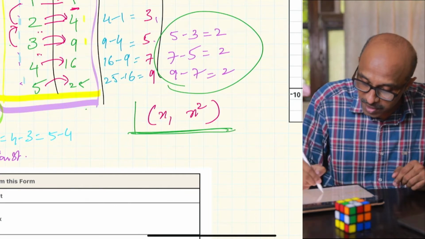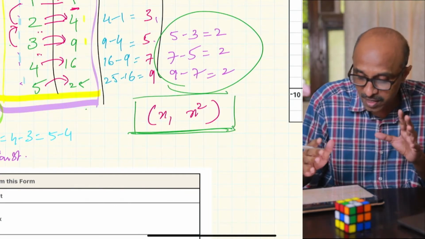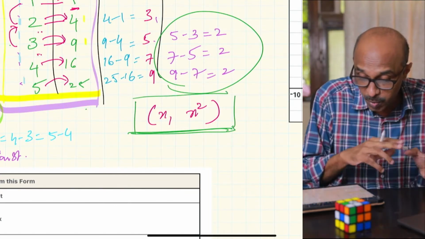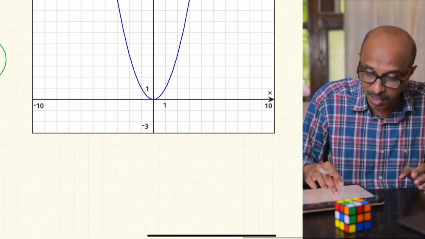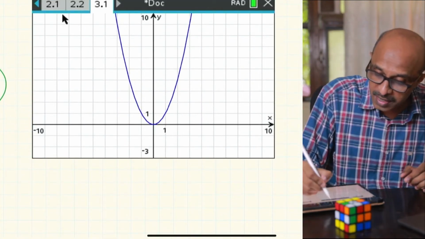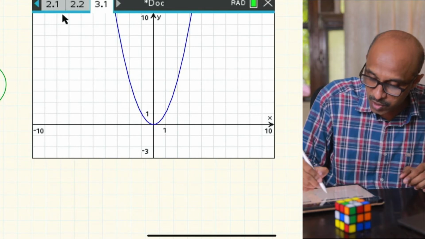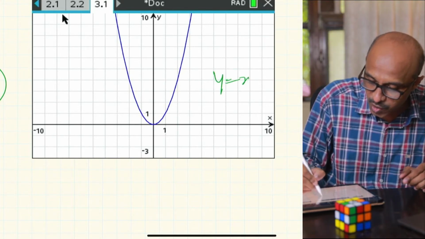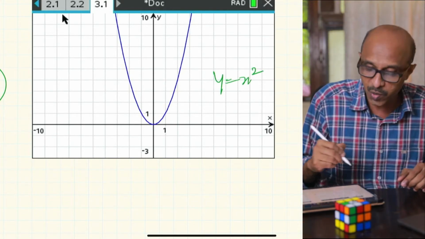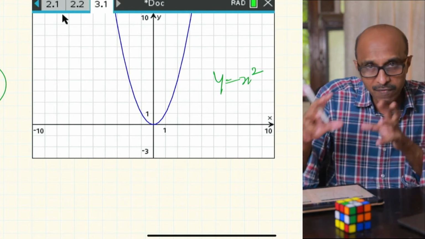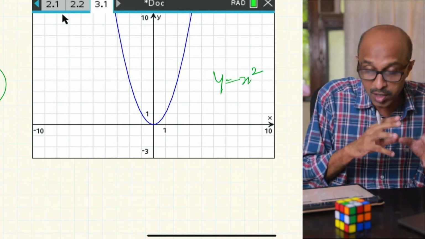When we plot all these points of the form where the y coordinate is the square of the corresponding x coordinate, we get a parabola. And so this is a parabola whose equation we say is y is equal to x squared, because every y value is the square of the corresponding x value.